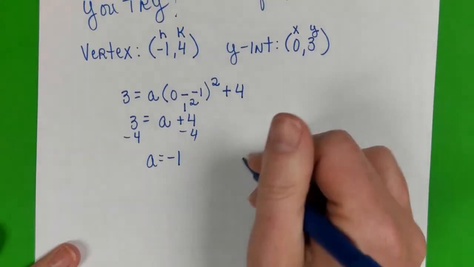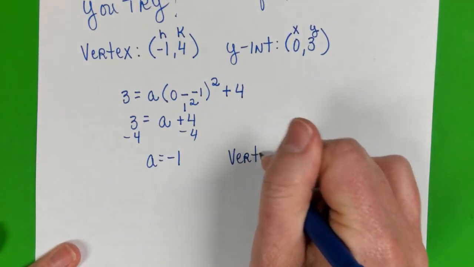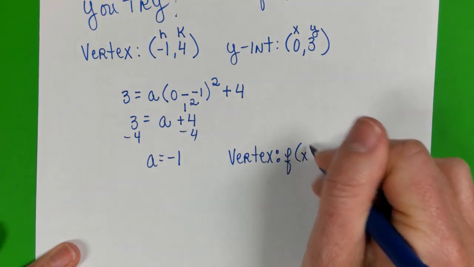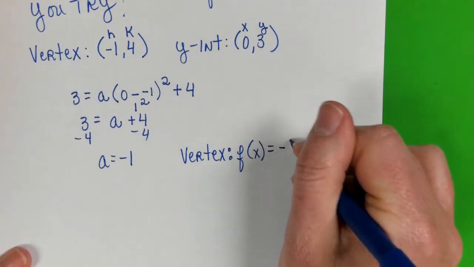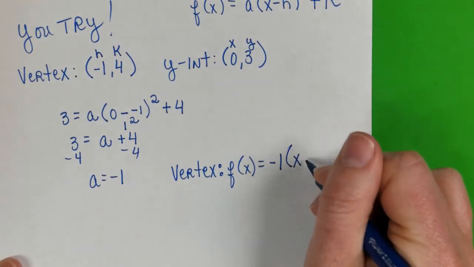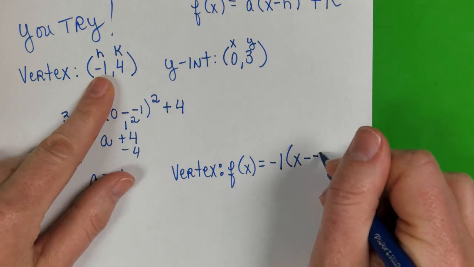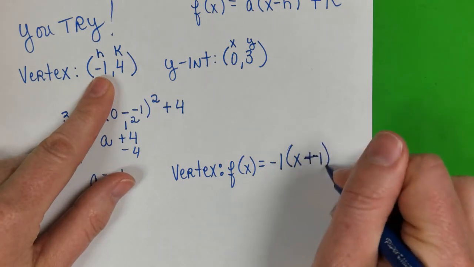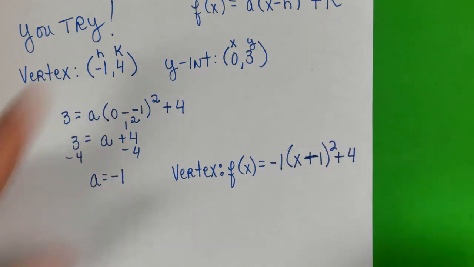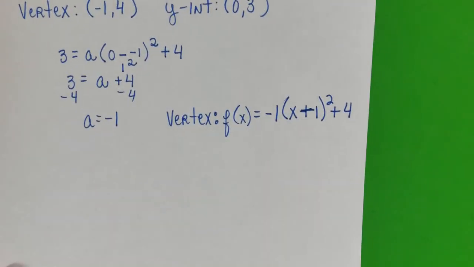So in vertex form, okay, our equation is f of x equals negative 1, or just negative, x minus negative 1, which actually turns into plus, squared, plus 4. Okay, that would be vertex form.